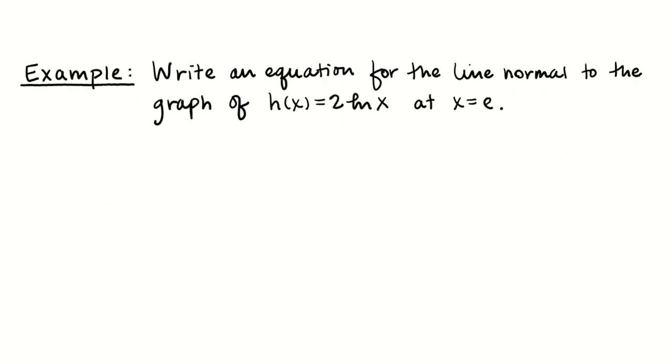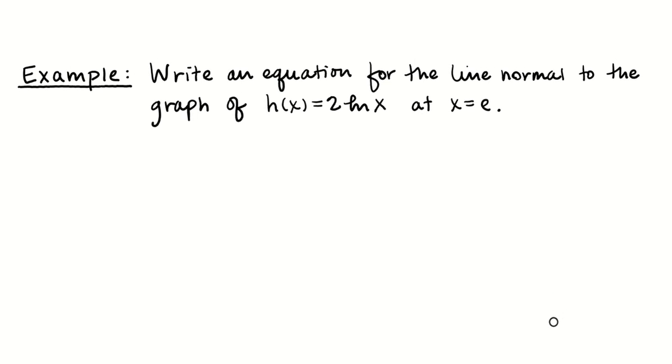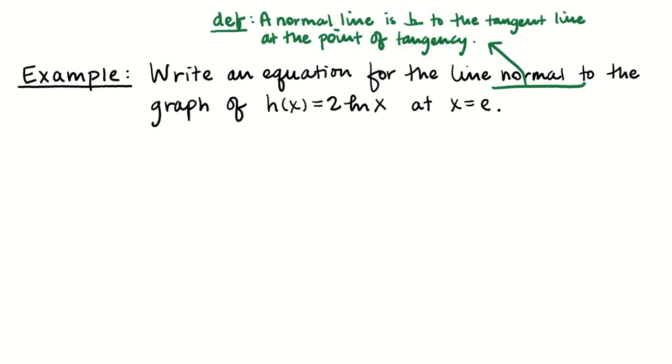All right. Here we've got another example: write an equation for the line normal to the graph of h of x equals 2 natural log x. I don't remember if I have actually told you about the normal line yet in these videos, so I'm just going to really quickly define it up here. A normal line is perpendicular to the tangent line at the point of tangency. How we find a normal line is going to be exactly the same as how we find a tangent line. We're just going to switch up the slope at the end in a way that you used to do in Algebra 1. So you know how to do this, is what I'm saying.